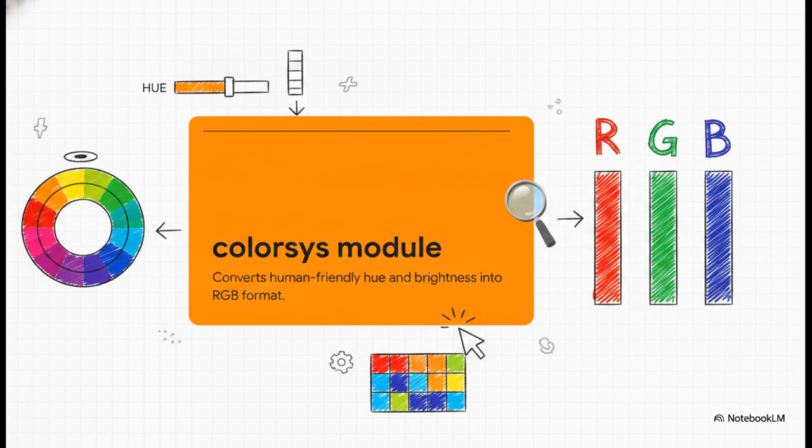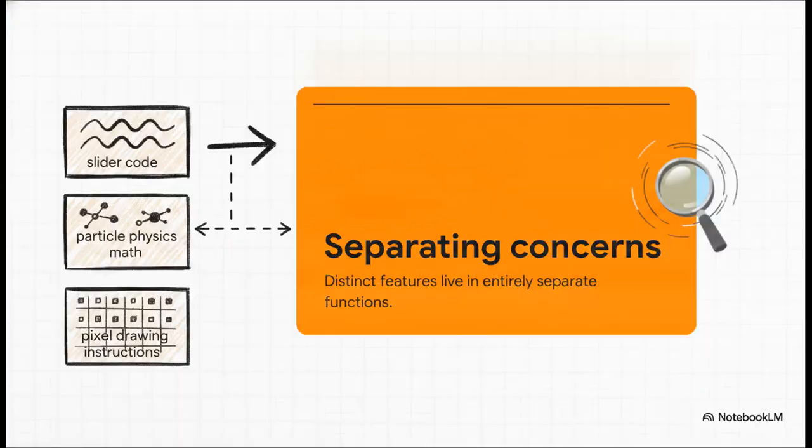Furthermore, remember when we hacked the colors to match the speed? Well, you practically taught yourself the color sys module. You learn that it takes human-friendly concepts like hue and brightness and seamlessly converts them into the strict red-green-blue format that Pygame actually requires to draw pixels on your screen. You manipulated complex color space conversions completely naturally without ever having to read a dry technical manual or memorize any documentation. And this brilliantly illustrates separating concerns.